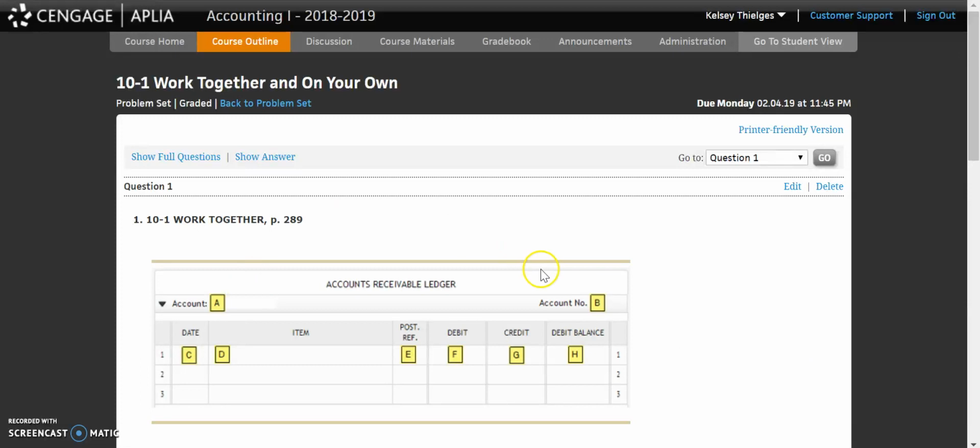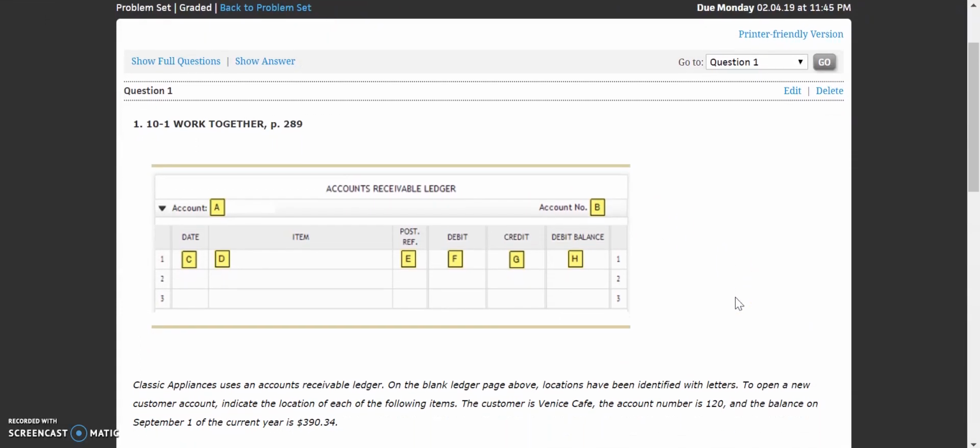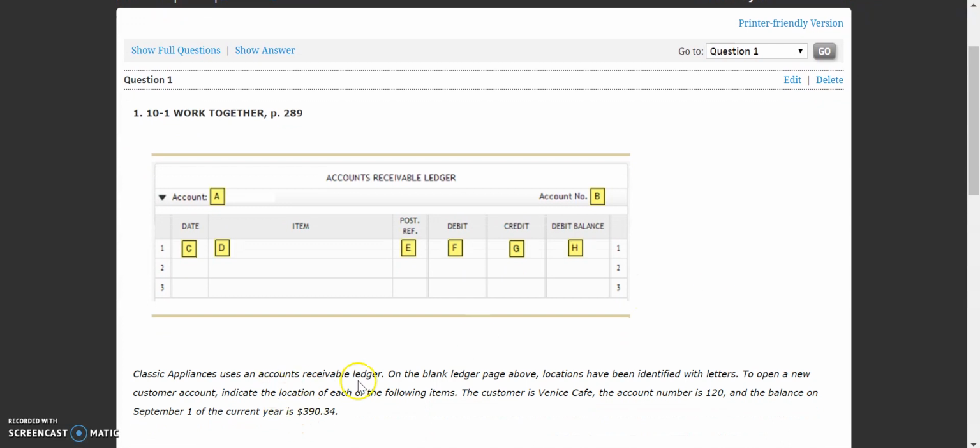Our first one is just to take a look at our accounts receivable ledger and make sure that we know where everything is going. So it says Classic Appliances uses an accounts receivable ledger. On the blank ledger page above, locations have been identified with letters. To open a new customer account, indicate the location of each of the following.